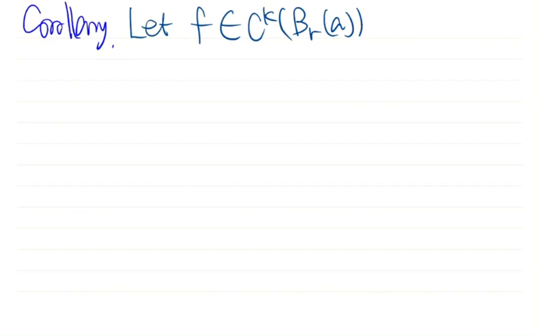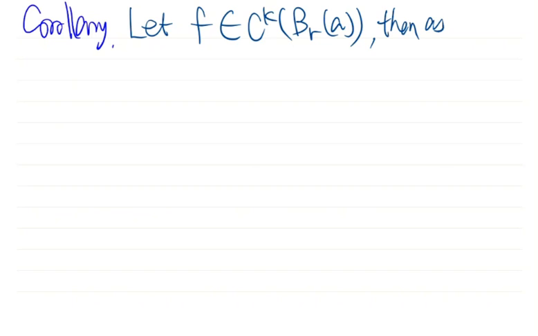Therefore, this is a local result. It is only concerned with the behavior of the function near the point a. So we only assume that f is defined in a neighborhood of a. So let f be a C^k function defined on some neighborhood of the point a.